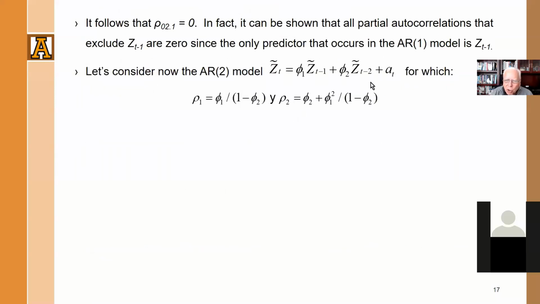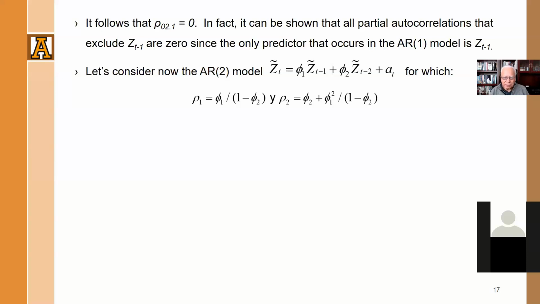In fact, all partial autocorrelations that exclude Z_{t-1} will be 0 for an AR(1) model, because the AR(1) only involves Z_{t-1}. So if I compute any partial autocorrelation that excludes Z_{t-1}, that partial autocorrelation is going to be 0 for every other lag, because I'm excluding the only variable that helps me predict Z_t.